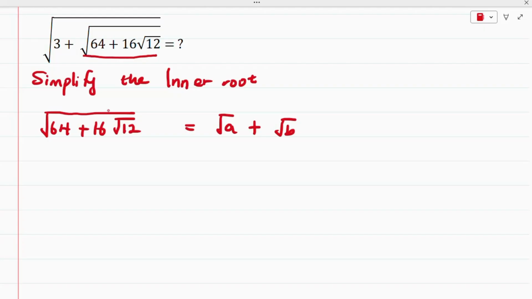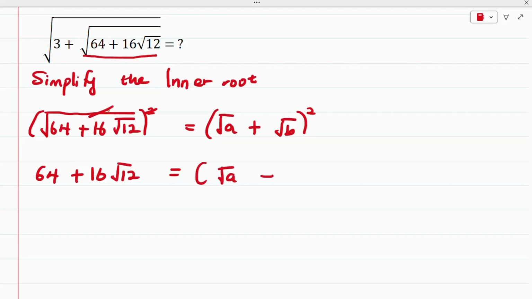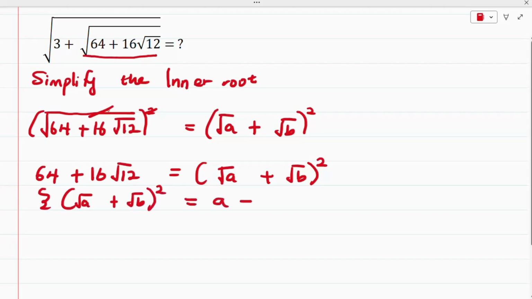So at this point, all we have to do is to simply square both sides. So squaring both sides, this is going to cancel out this, so we have 64 plus 16 into the root of 12 is equal to the root of a plus the root of b, all squared. Now, the root of a plus the root of b, all squared, is given as a plus b plus 2 into the root of AB. So right here, the next thing we want to do is to simply compare.